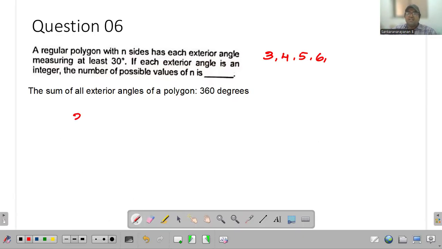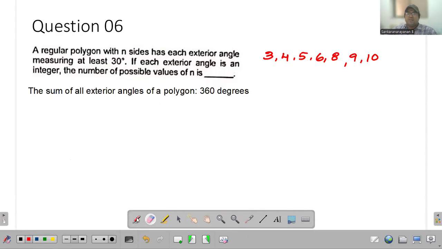But look at 8, 360 divided by 8. If n is equal to 8, that is equal to 45. So 8 can be considered, right? Likewise, 360 divided by 9 also results in 40, so 9 can also be considered. Of course, 360 by 10, the measure of an exterior angle will be 36. So 10 is also possible, right?